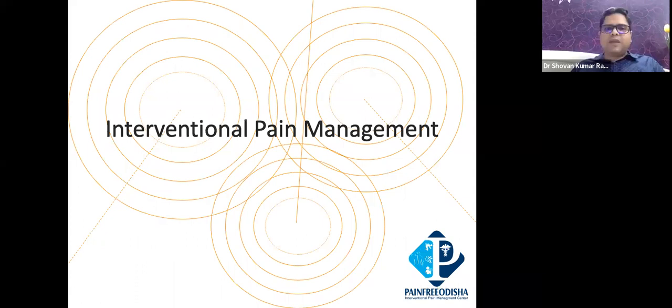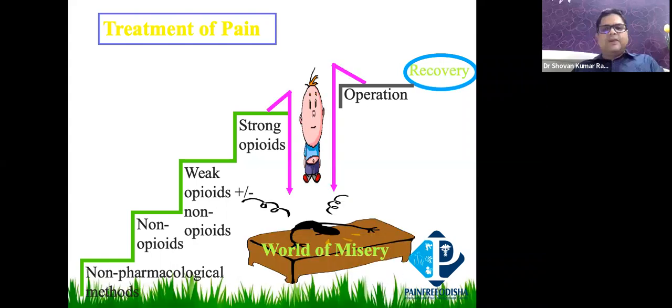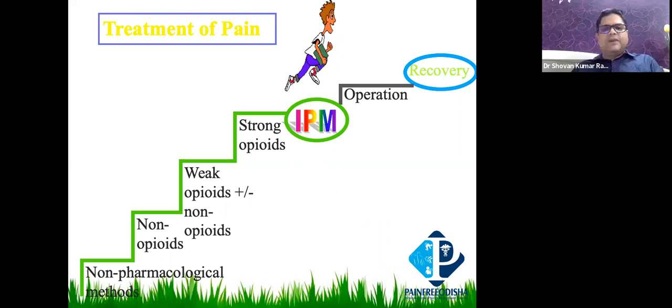Now, where is the role of interventional pain? This is the WHO ladder pattern. You must have seen that we start with non-pharmacological methods, then non-opioids, then weak opioids, then stronger opioids. At last, if it is not possible, then we go for an operation. But there is a large gap between the medication and the surgery. And that gap is being filled up with the interventions, which is a walled-up mystery that nobody knows what to do in that gap.